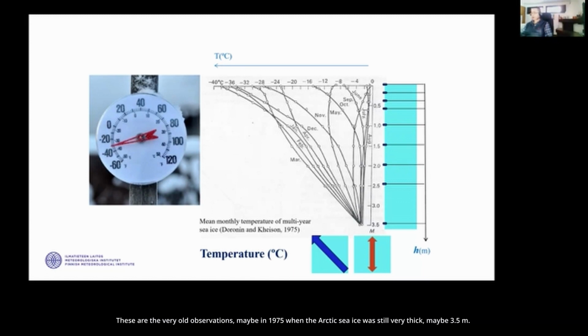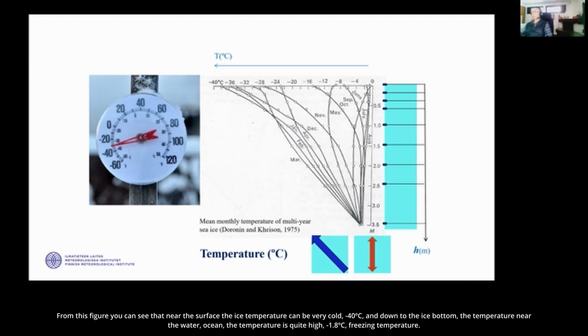These are very old observations made in 1975, when the Arctic sea ice was still very thick, like 3.5 meters. From this figure, you can see that near the surface, the ice temperature can be very cold, minus 40 degrees. Down at the ice bottom, the temperature near the ocean water is quite high, like minus 1.8, the freezing temperature.